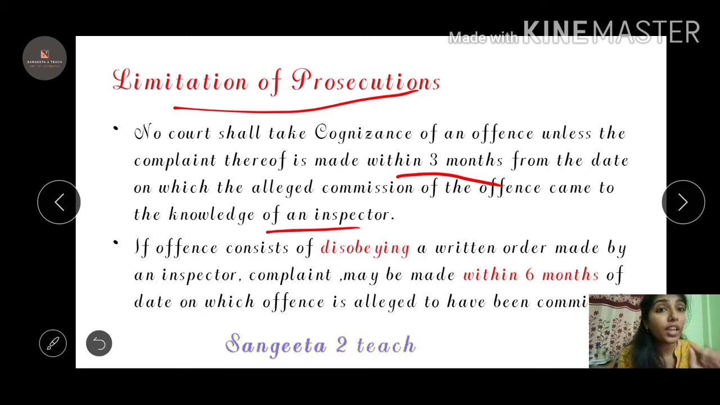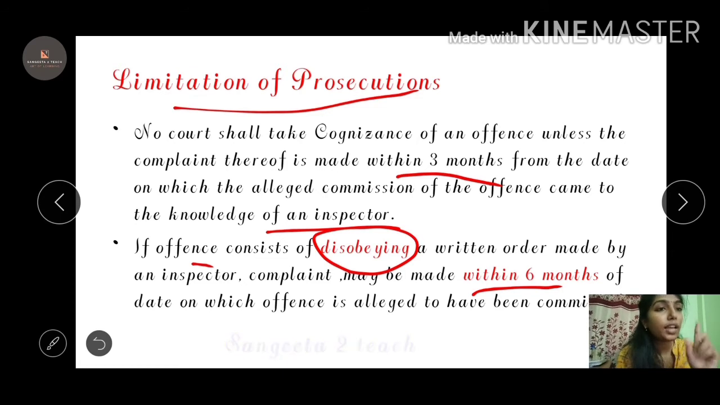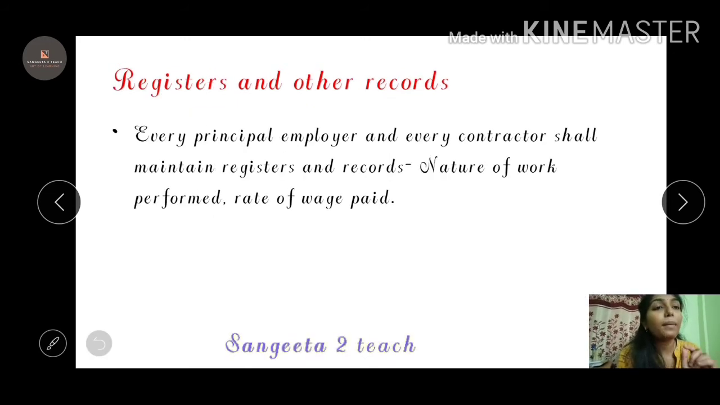Okay, if the offense consists of disobeying a written order made by the inspector, then the complaint can be made within 6 months. Understood? Two things. If there is any complaint, then within 3 months the court can get into the affairs of this incident. And if there is something disobeying, the word disobeying comes, then you have to go with 6 months. Right? Simple.